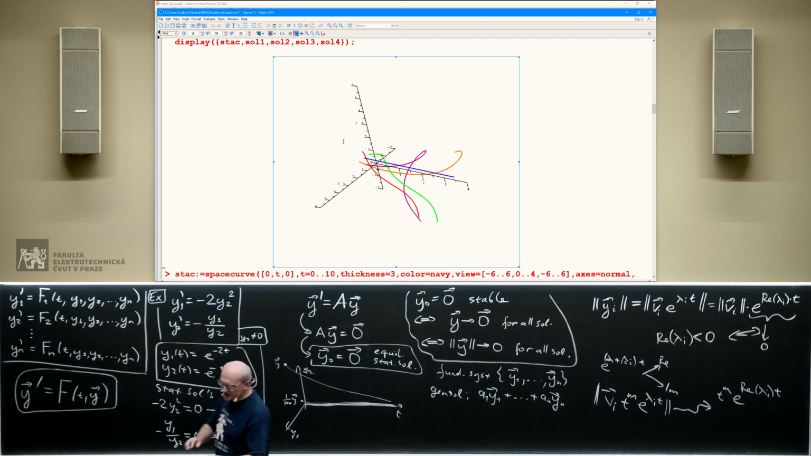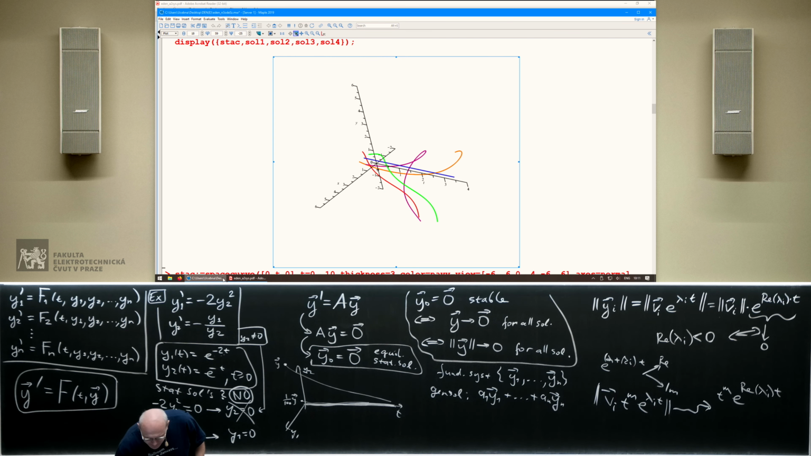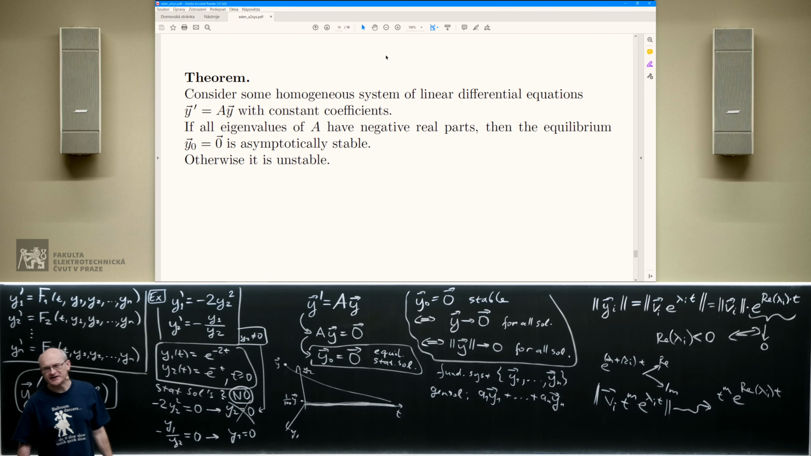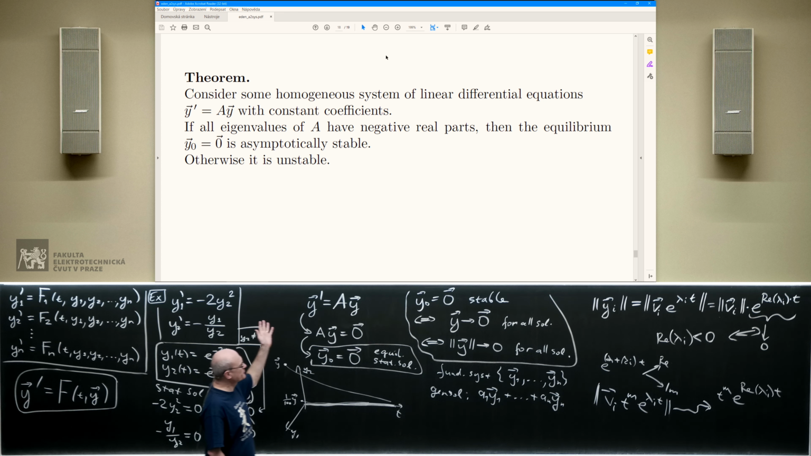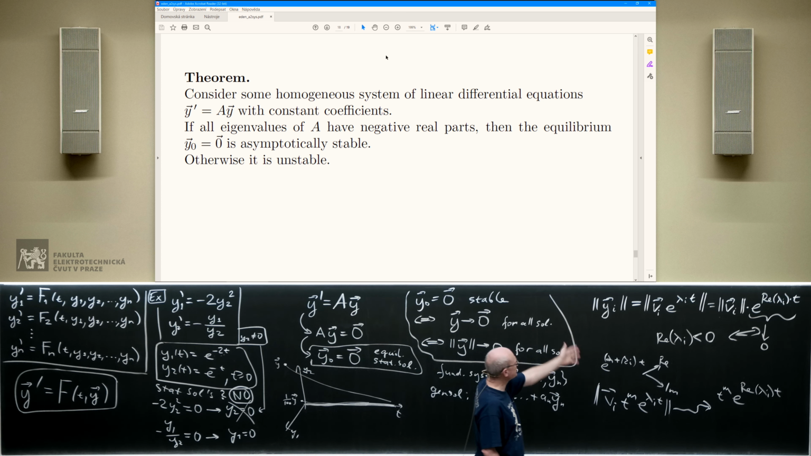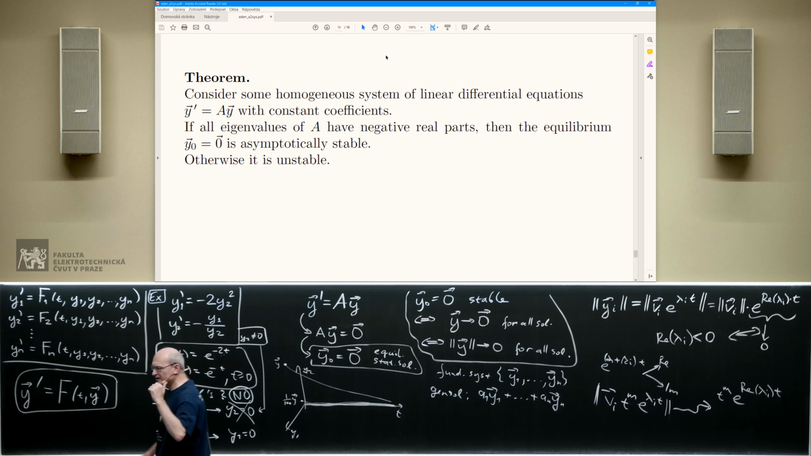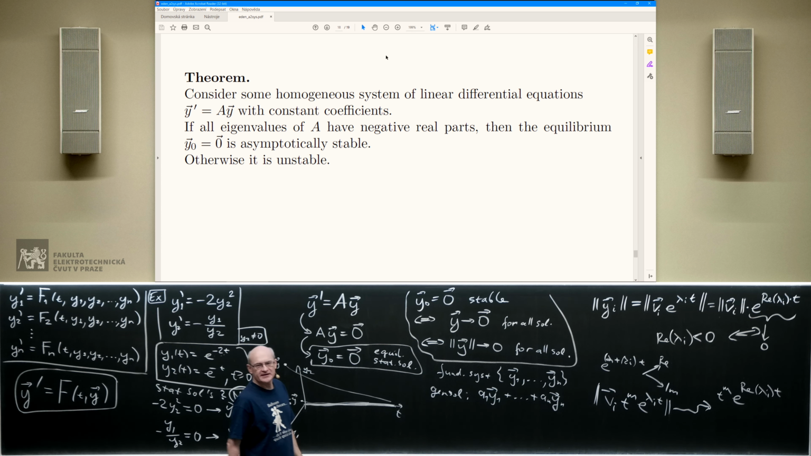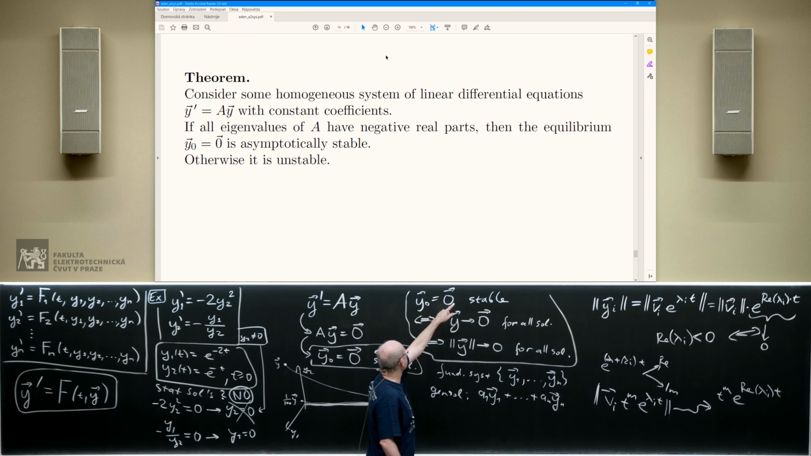And that's a general theorem which we can look at over here. And it says, if you have a homogeneous linear system with constant coefficients, then the trivial solution is stable or asymptotically stable exactly if all the eigenvalues have negative real parts. And the proof actually can be done based on the analysis that we did over here. You just do it a little bit more carefully. If just one eigenvalue refuses to cooperate, then you've got an unstable stationary solution.